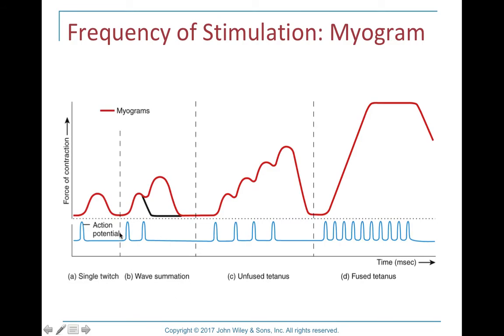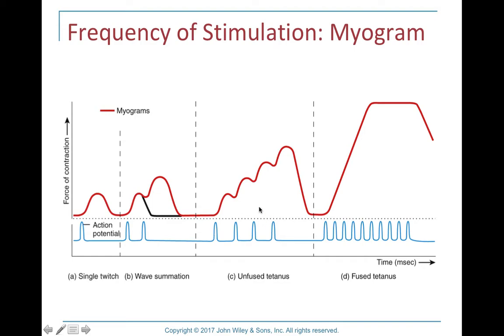So here you see our single action potential creating that twitch contraction. We said that's a brief contraction of all of the fibers. But here we see wave summation. So before this first action potential finishes, we have another action potential. And so the forcefulness of the contraction has increased.